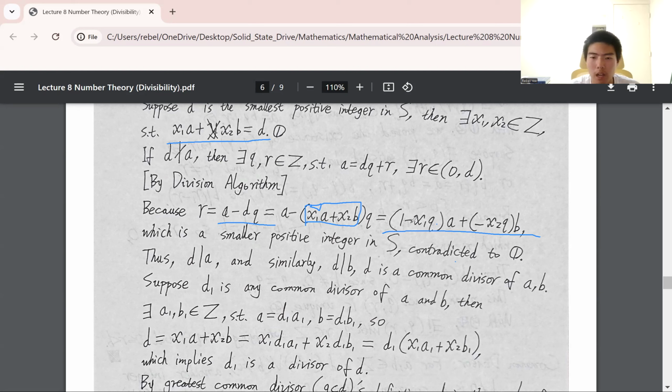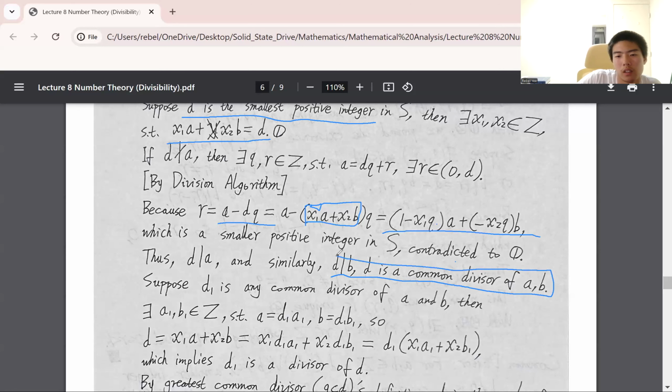And because 1 minus x1 times B is smaller than 1 minus 2x q is smaller than what we already found at the D. So R is smaller than D, which contradicts 1 here. D is not the smallest integer here. So D must divide A. And by a similar approach, we can find D also divides B. So D is a common divisor of A and B.